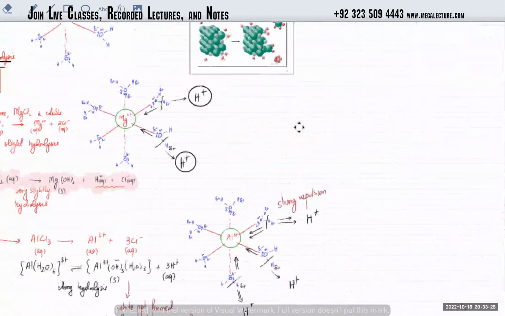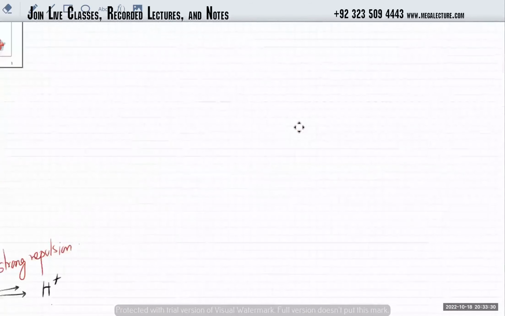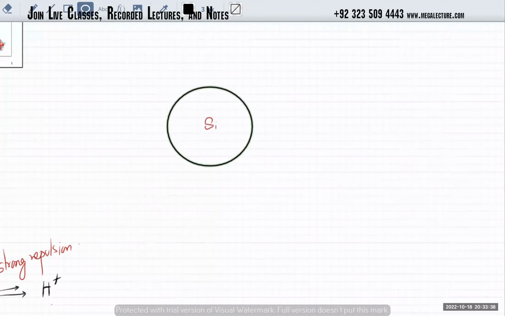Why does Si react with water? The answer to that is, silicon, is it electronegative or not? Is it a non-metal or a metal? Silicon is a non-metal, right? Silicon has high electronegativity as well.